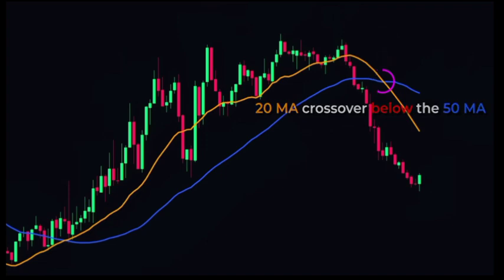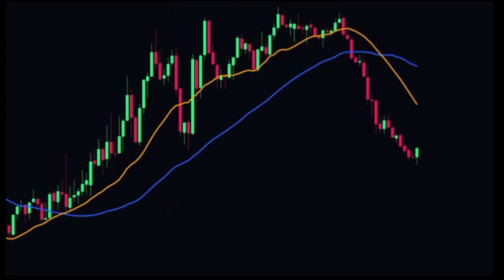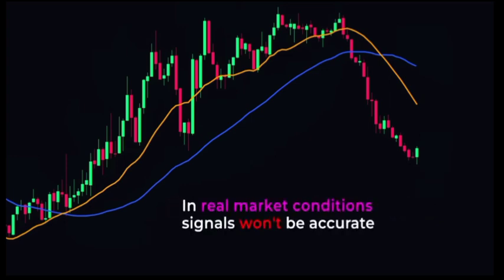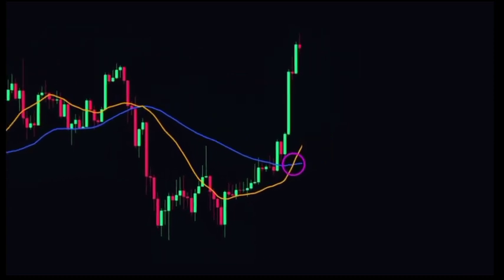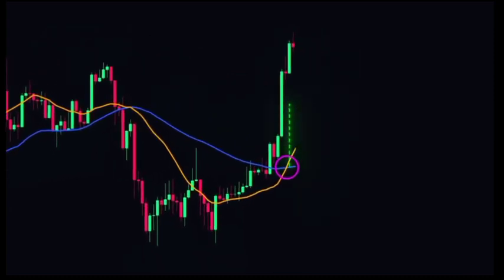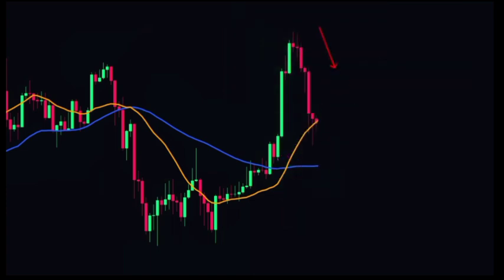While that sounds simple, trading it this way will almost guarantee you lose money fast, because in real market conditions, the signals won't be accurate. Let's look at a real example. In this chart, the 20-period moving average crosses above the 50-period. But look at where the crossover happened. Price had already gone up a lot, and if you bought at that point just because you followed the crossover signal, it's not a good risk to reward trade. And right after that, price drops. So, trading the moving average this way will result in many bad trades.